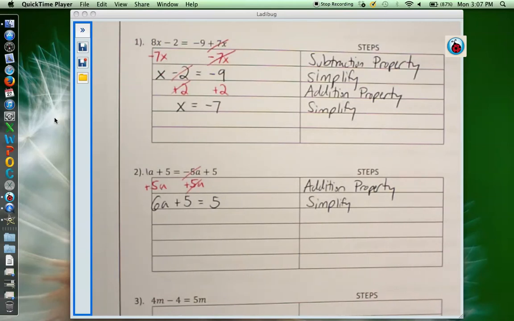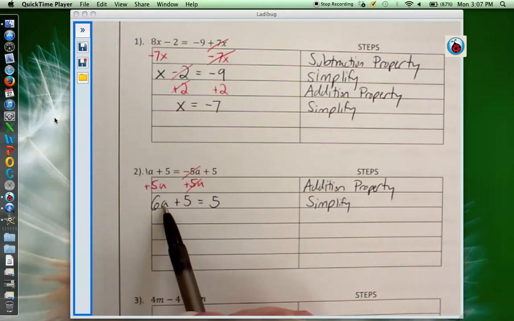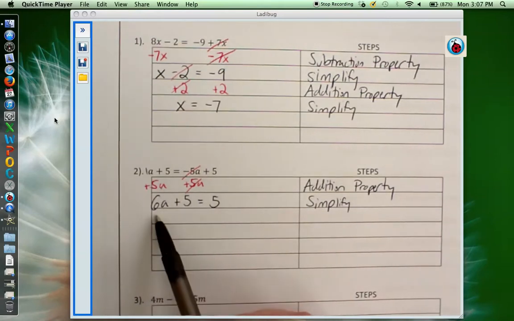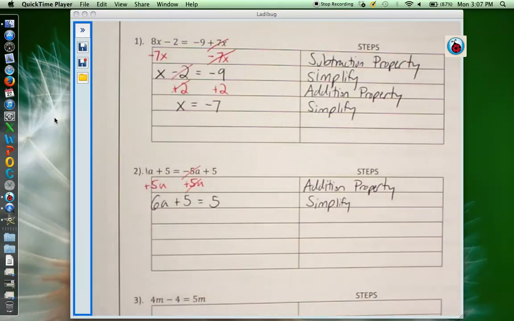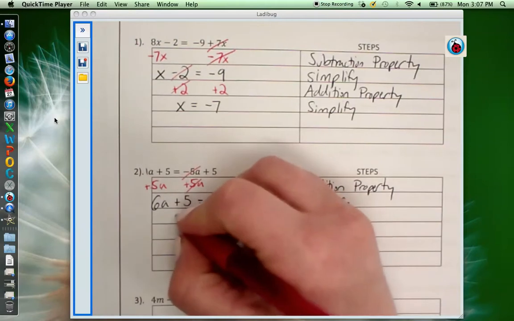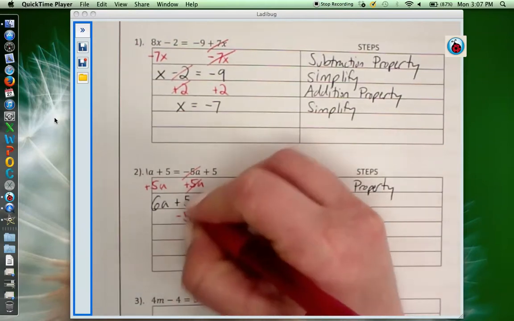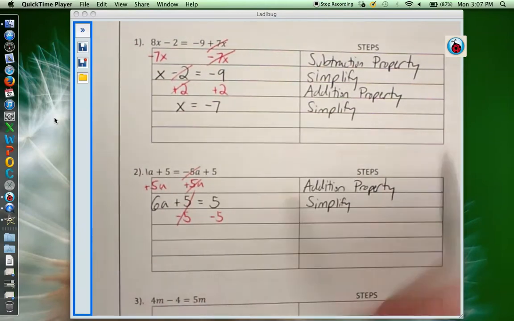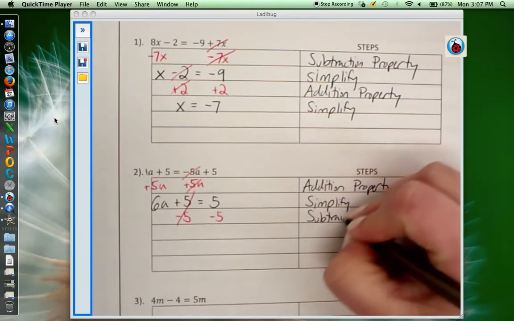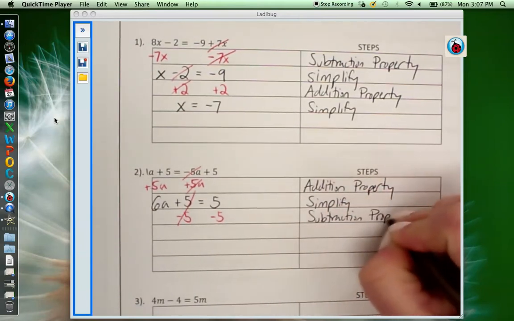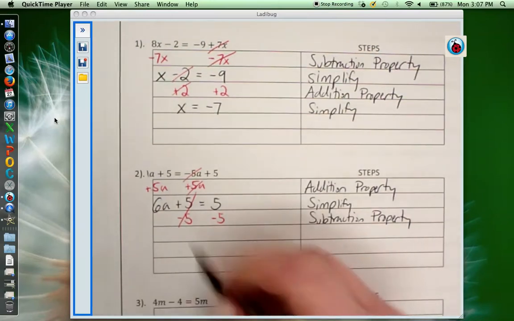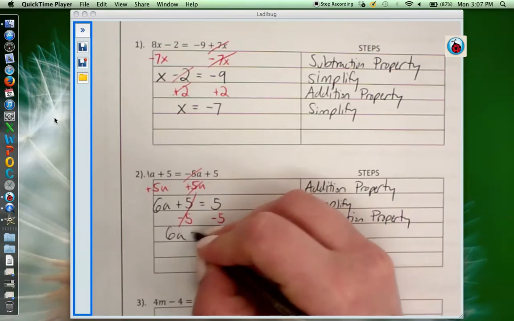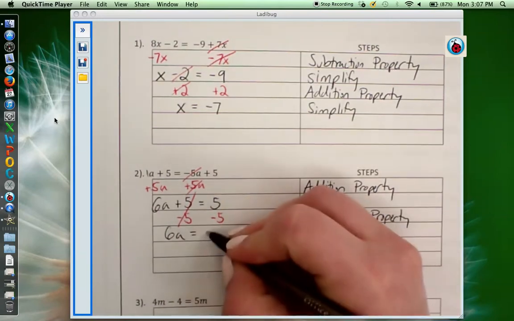My next set of work, now that I have a in just one place, I want to start getting a by itself. So I'm going to have to get rid of this 6, I'm going to have to get rid of this plus 5. This is now a two-step equation. So if we remember what we were doing for two-step equations, my next step would be to subtract 5 from both sides to cancel the plus 5. That is subtraction property. Then that simplifies to 6a on the left. 5 minus 5 on the right is 0.